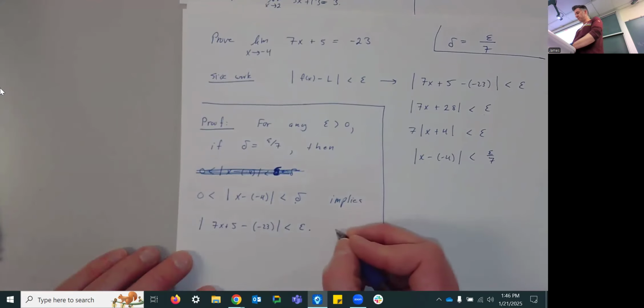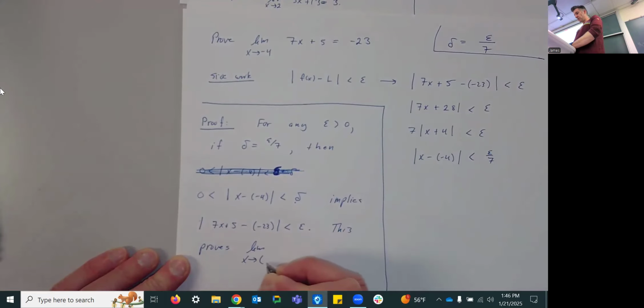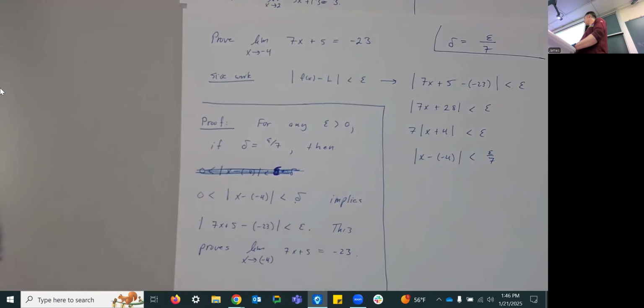And then we're done. This proves the limit as x approaches negative 4 of 7x plus 5 is equal to negative 23. Very bare bones, right? Much, much less verbiage than I was using in my examples. We're still getting the point across, right?